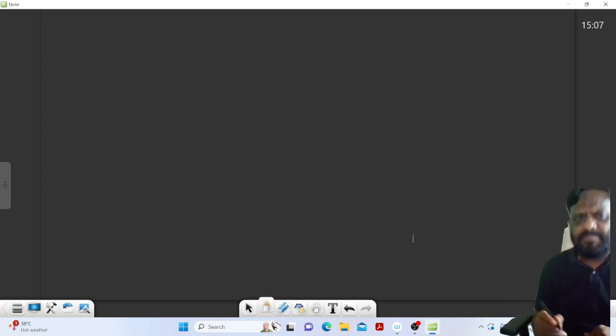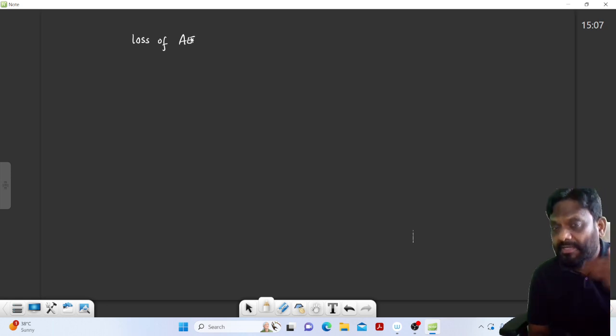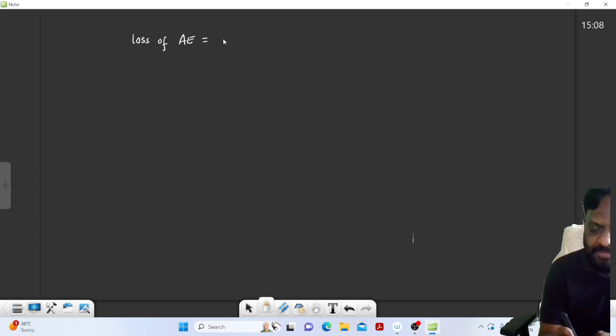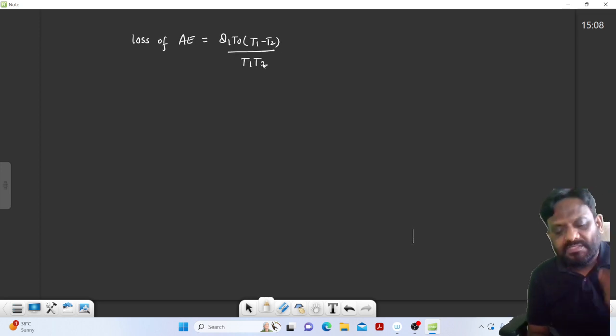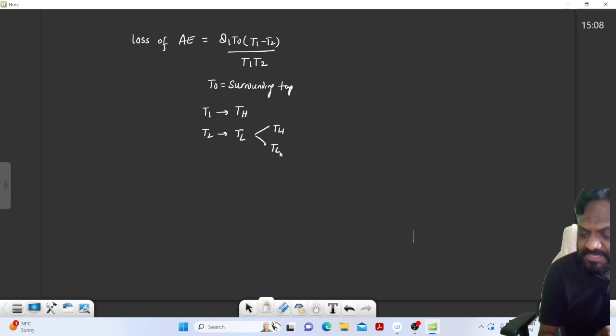It's a very good question and a simple question. We know that the loss of available energy, or increase in unavailable energy, is given by Q1 T naught into (T1 minus T2) by T1 T2. Q1 is the amount of heat transfer. T naught is the surrounding temperature. This I have already derived in our regular classes. Here T1 is the higher temperature, the source temperature, and T2 is the lower temperature. In this case, there are two lower temperatures, TL1 and TL2.